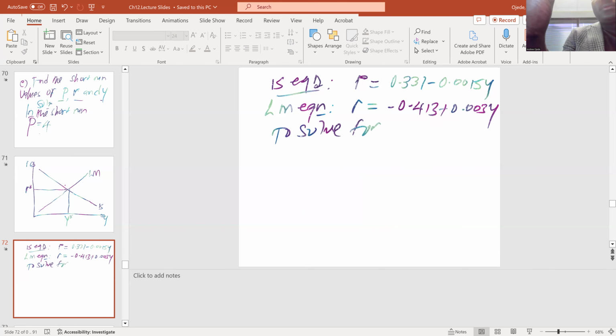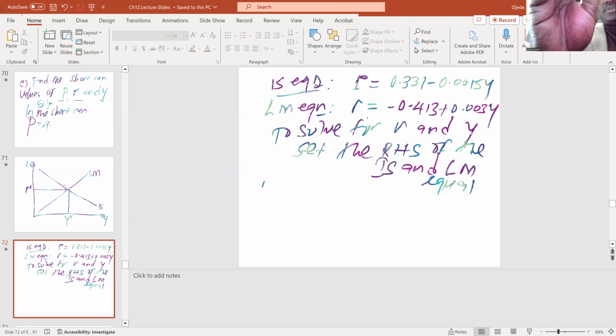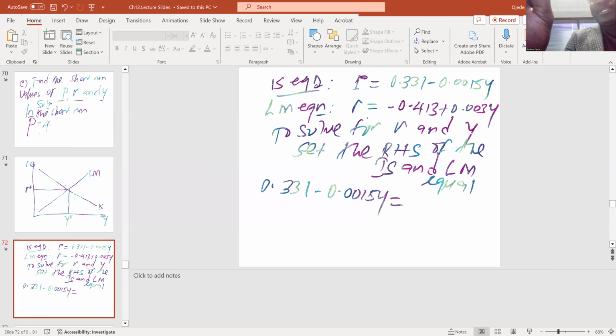So to solve for the short run values of R and Y, set the right-hand sides of the IS and LM equal, because it's the same interest rate. So 0.331 minus 0.0015Y is set equal to the right-hand side of the LM equation, which is negative 0.413 plus 0.003Y. Make sure you don't make a mistake, because any small mistake will make all your numbers wrong. Always check your work.